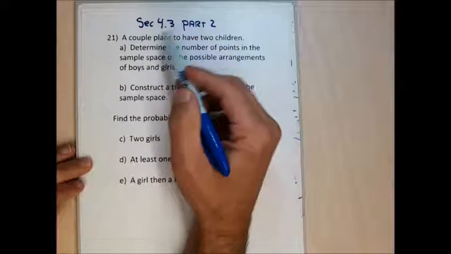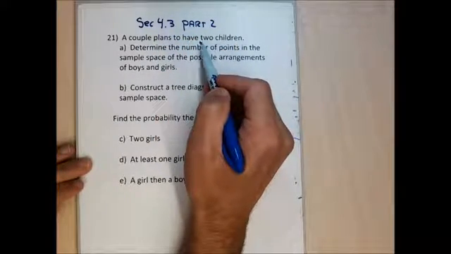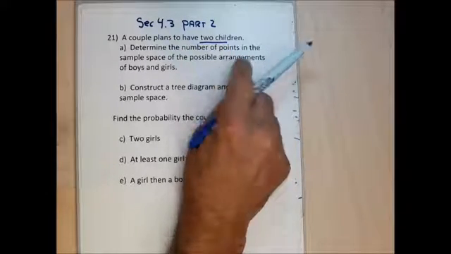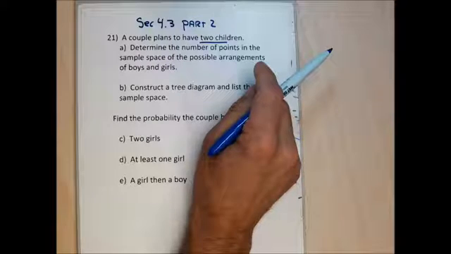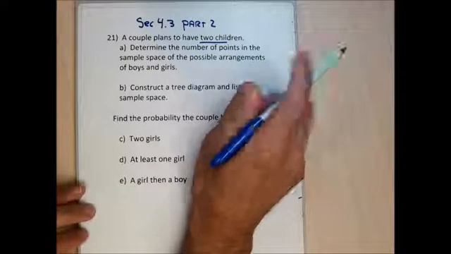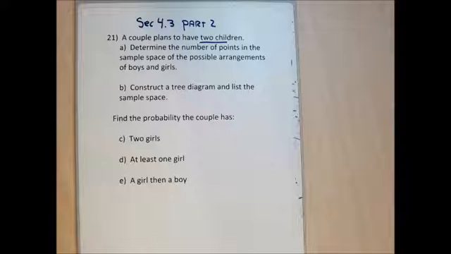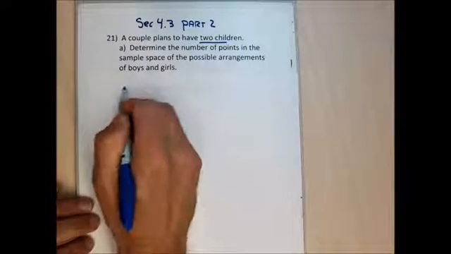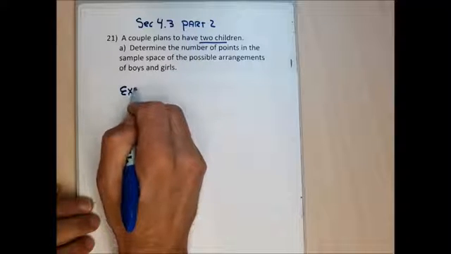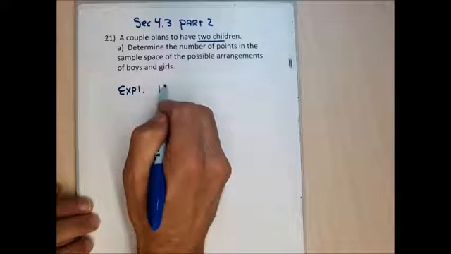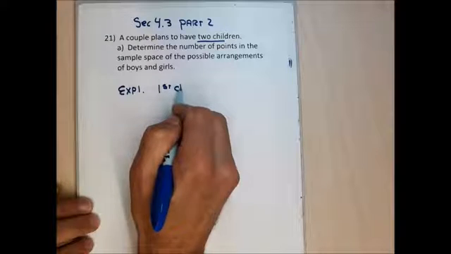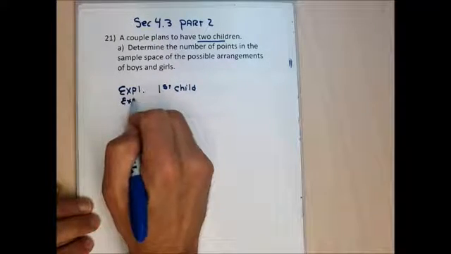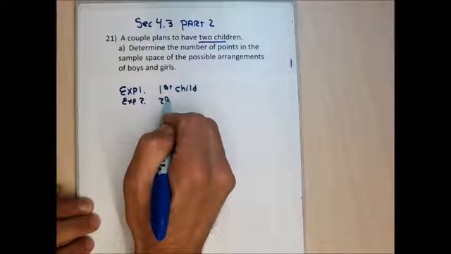As I read through this problem, it says a couple plans to have 2 children. Determine the number of points in the sample space and the possible arrangements of boys and girls. This isn't such a greatly worded problem. I have to think of this as a 2-experiment problem in some sense. Experiment 1 is having the first child, and experiment 2 would be having the second child.